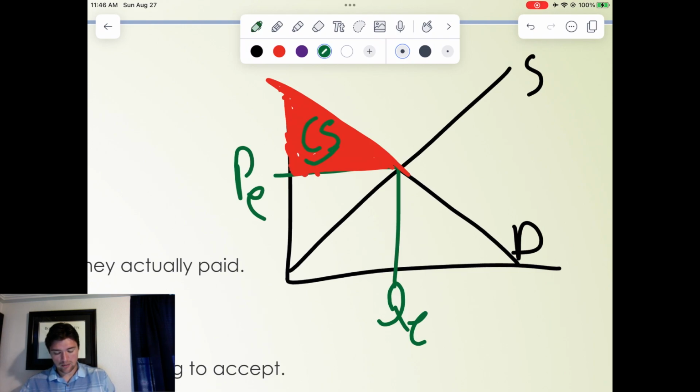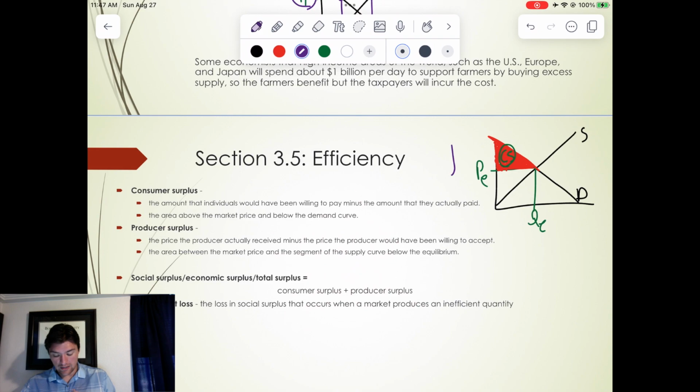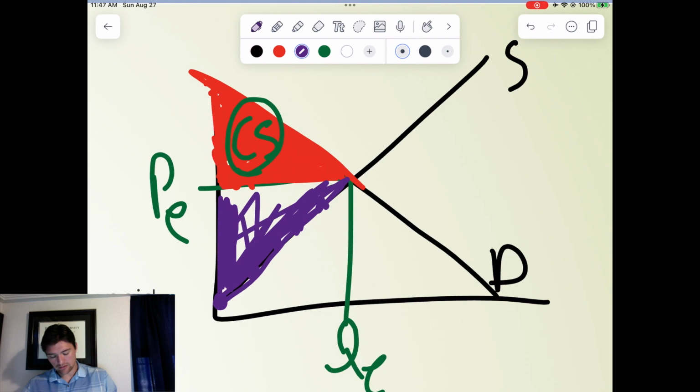CS. Now producer surplus is the price that producers actually receive minus what they were willing to accept. So what does that mean? That means the supply is willing to sell at this price here. Like, hey, at this price, I'll sell this much. So this is how much they're willing to sell. But can they sell it for more? Yes. So that right here is going to be your producer surplus, because it's how much extra you are earning for selling. So this is our producer surplus.